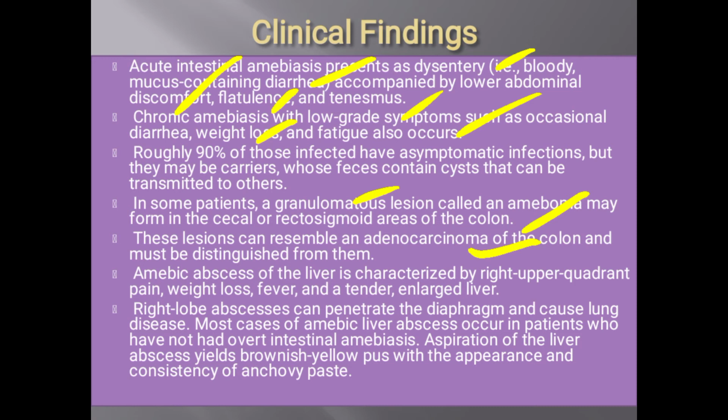Amoebic abscess of the liver is characterized by right upper quadrant pain, weight loss, fever, and a tender enlarged liver. Right lobe abscesses can penetrate the diaphragm and can cause lung disease. Most amoebic liver abscesses occur in patients who have not had overt intestinal amebiasis. Aspiration of the liver abscess yields brownish yellow pus with the appearance and consistency of anchovy paste.